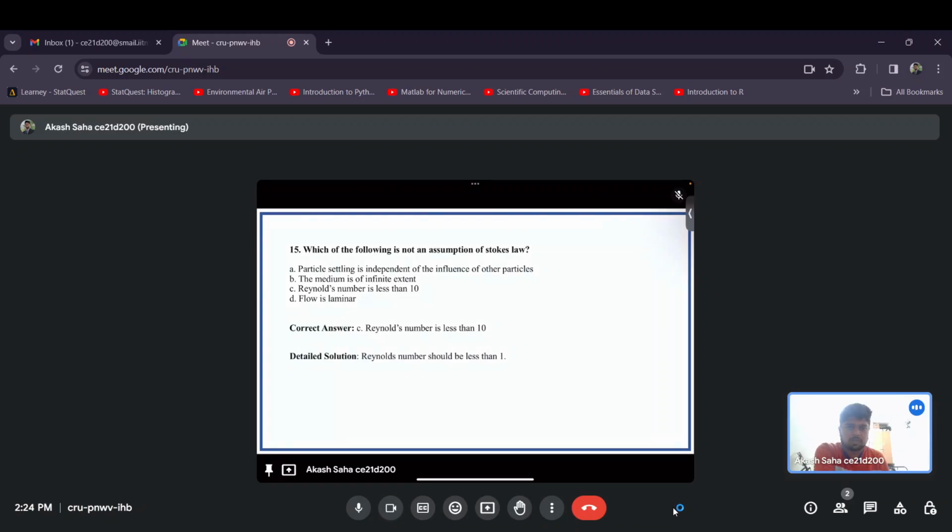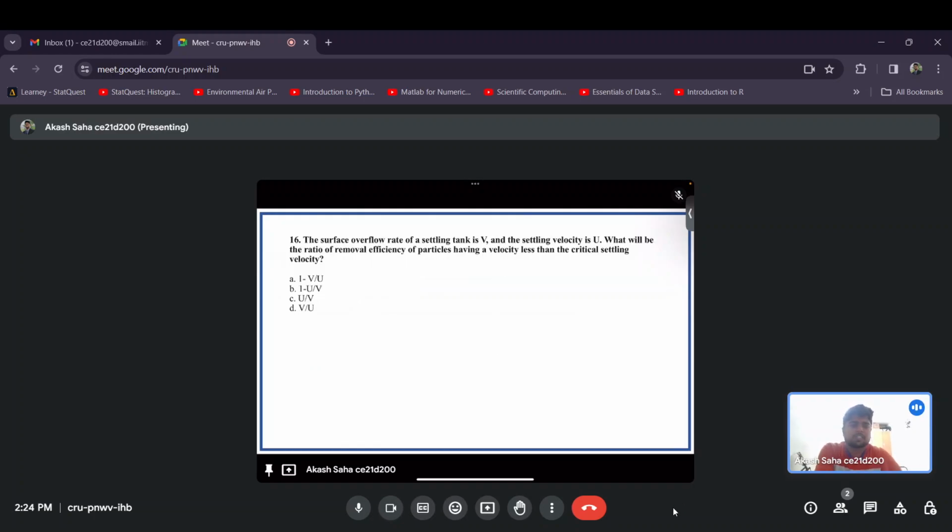I think the slides are okay, it's changing. So option C is the correct answer, that is Reynolds number less than 10. It is not an assumption of Stokes law. The assumption of Stokes law says that the Reynolds number should be less than 1.